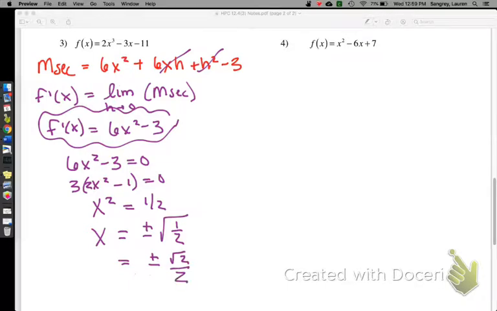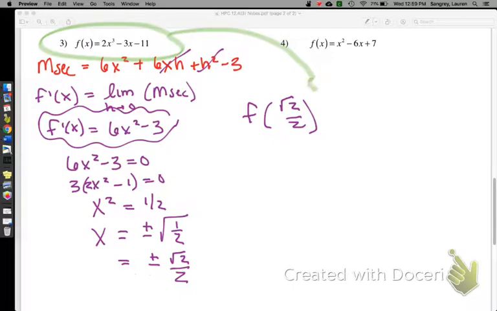Now, technically, we should find the turning point for the positive square root of 2 over 2 and the negative square root of 2 over 2. I'm just going to show you one of them. So the next step would be to evaluate into the original function. Remember, this step takes us back to the original. And I'm evaluating at positive root 2 over 2.